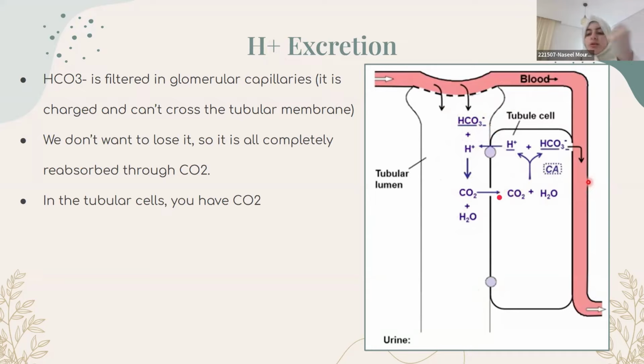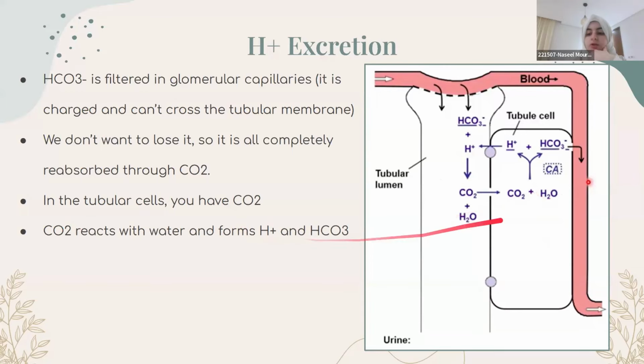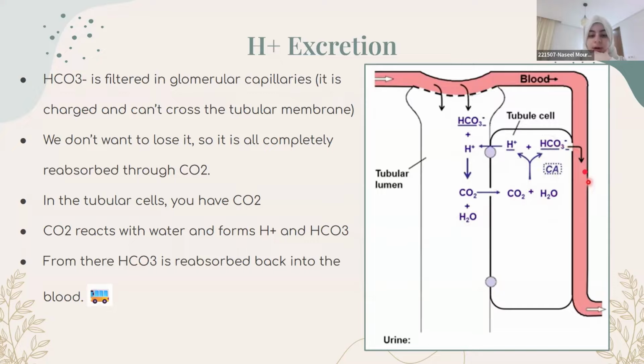Okay? Now, where do we get this carbon dioxide? Now, in the tubular cell, since it's a cell, it normally produces carbon dioxide. Okay? Now, this carbon dioxide would react with water and it would form hydrogen and bicarbonate. We've seen this reaction many times. And this is how the bicarbonate gets taken back into the blood. So this is kind of like a shuttle bus, okay? You push it out of the blood and then you take it back in through the tubular cells.